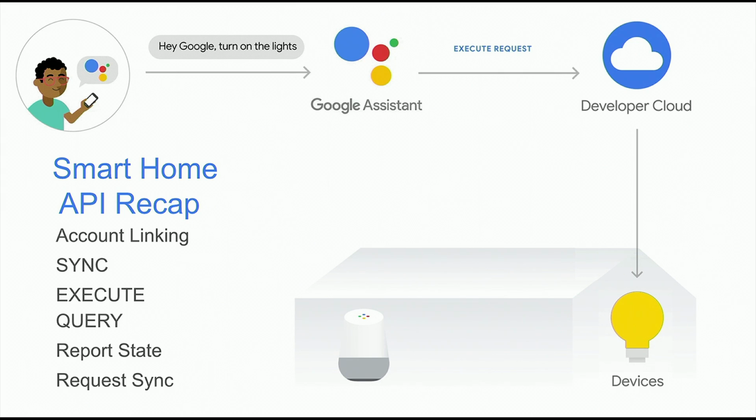And then the last 2 APIs that are part of this are APIs that go from your cloud to Google, and those are report state and request sync. Report state is when you have the opportunity to proactively tell Google what the state of your device is. And request sync is when you tell Google that the device list needs to be updated for the user. And we'll talk through what all that stuff is in a little bit.